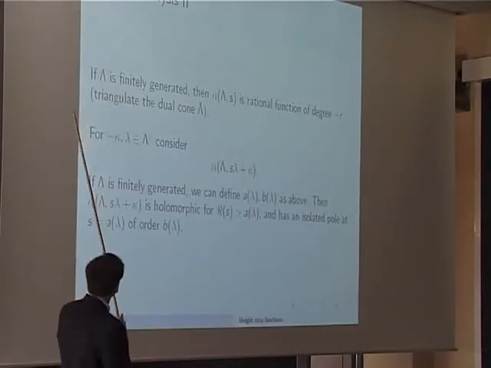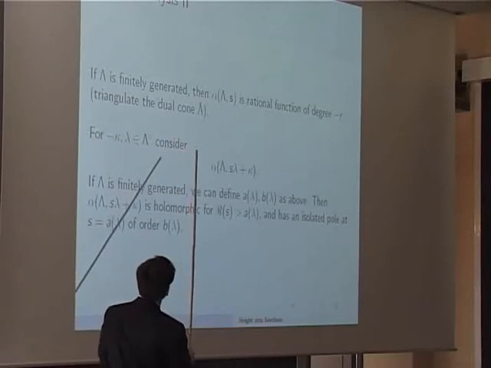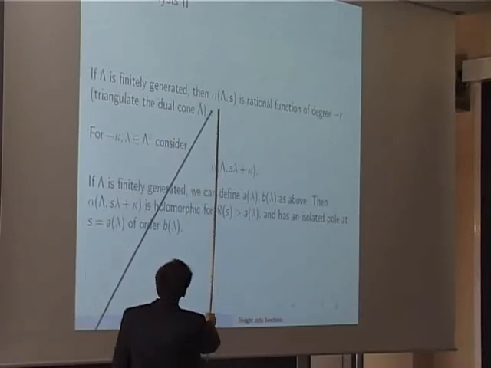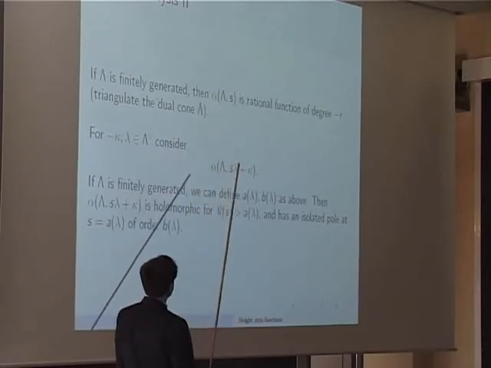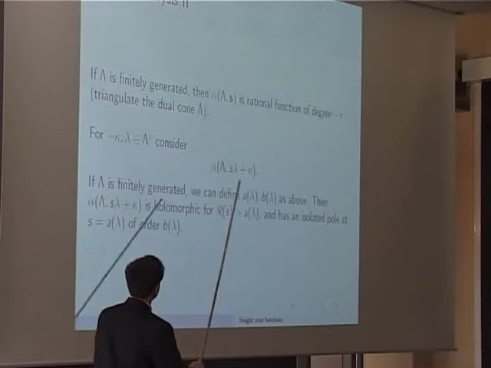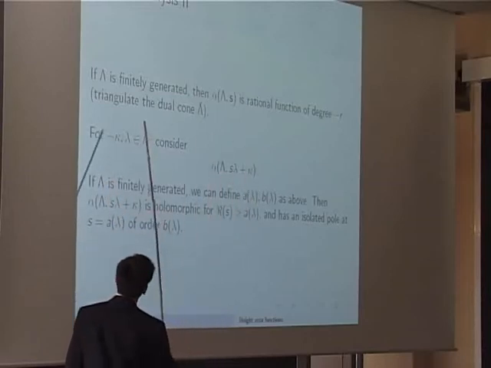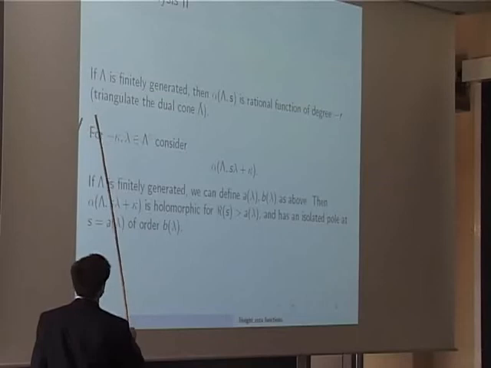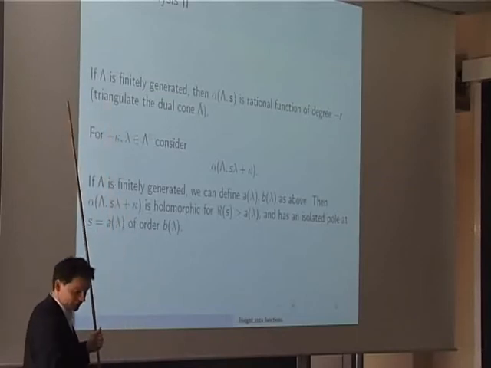Now, let's look at finitely generated cones. So the first observation is that this alpha function of the cone is in fact a rational function of degree minus r. The degree is the rank of the lattice. So how do we get it? We look at the definition.